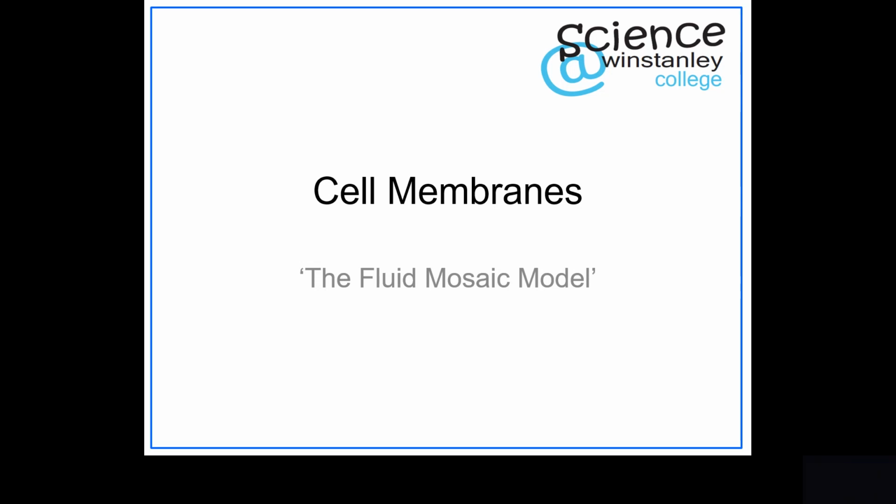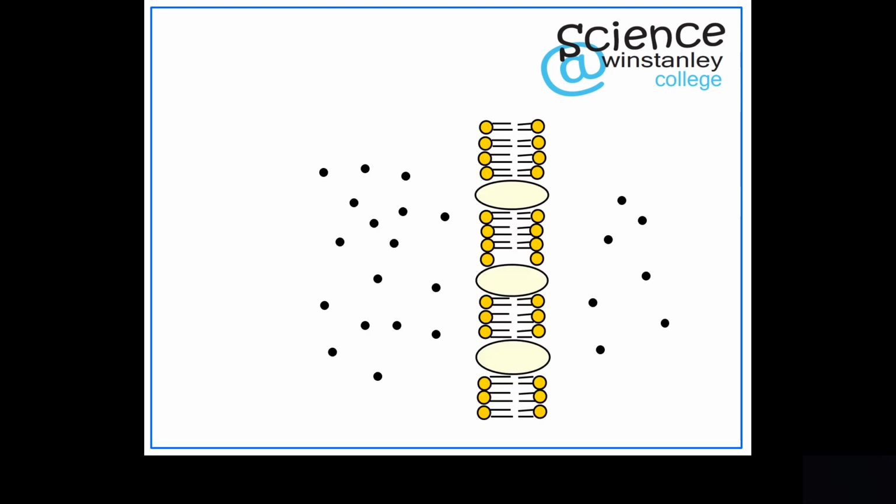Okay, so moving on with cell membranes, we're going to look at simple diffusion. This is a topic that you will have covered at high school. Some of this will sound quite familiar, but there are a few key differences at A level. So what we've got is a simplified structure of a membrane.